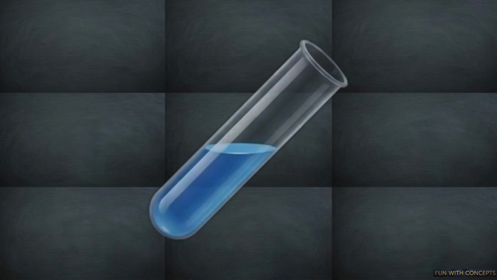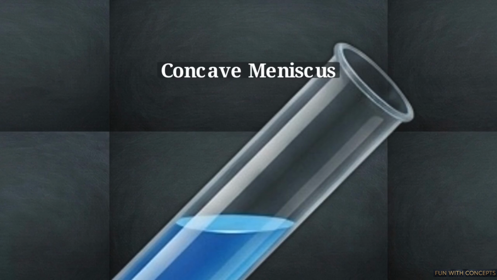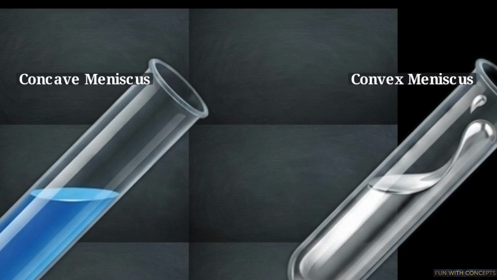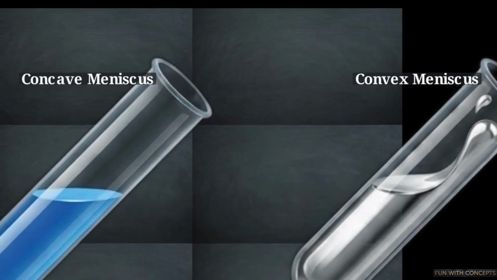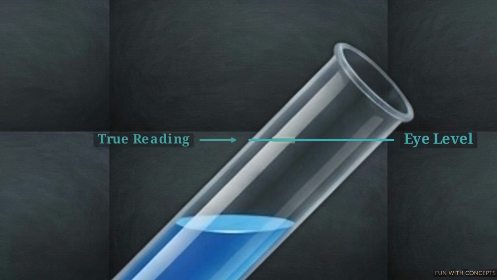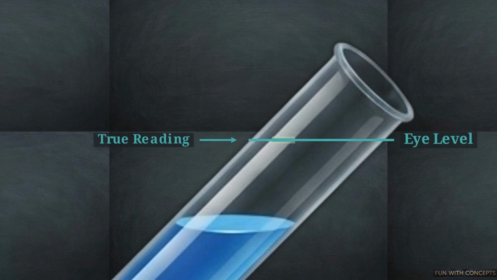If you look closely at this diagram, you'll see the fluid's surface isn't actually flat. Water grips the glass to form a downward curve called a concave meniscus. Pour mercury in, and it does the exact opposite, bulging upward into a convex meniscus. To find the true volume of water, you must align your eye level perfectly with the lowest point of that concave curve. Reading it from a higher or lower angle creates a parallax error, giving you a falsely skewed number.